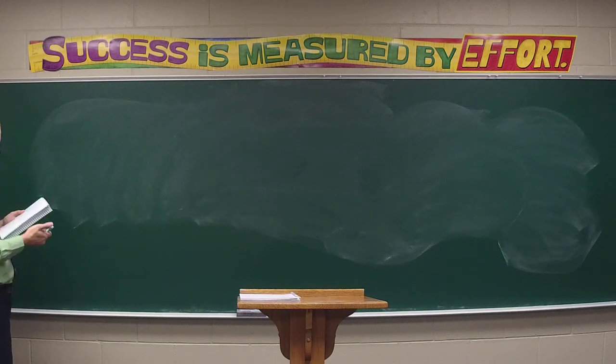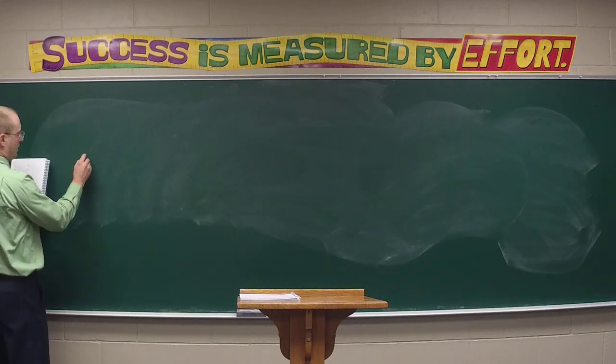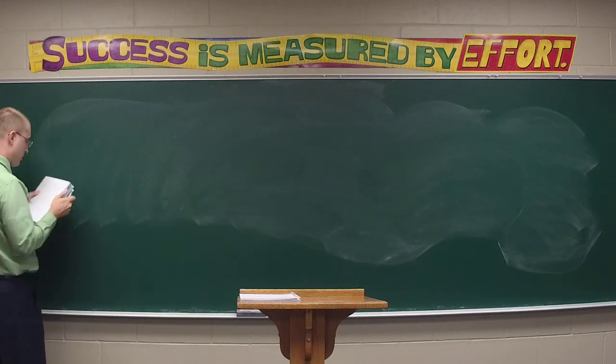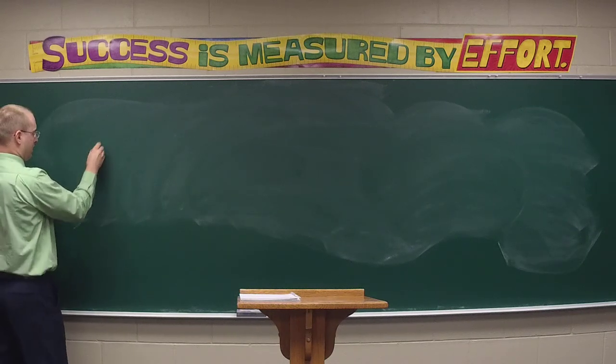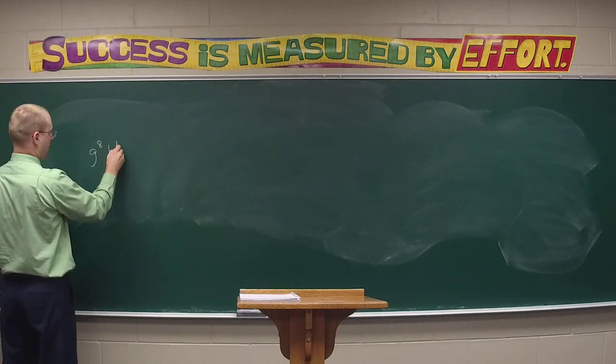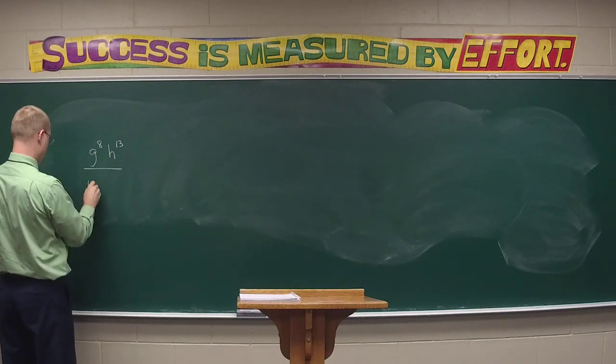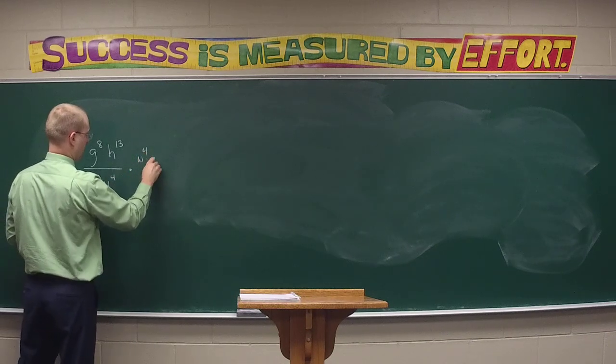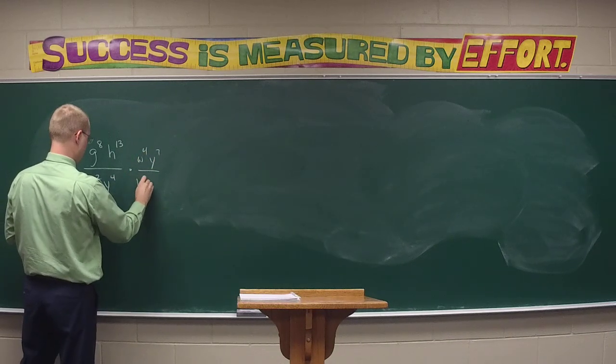And Maddie is going to tell us how she wrote this down. On number 30: G to the 8, H to the 13 over W squared, Y to the 4th, times W to the 4th, Y to the 7th over H squared, Y to the 20th.